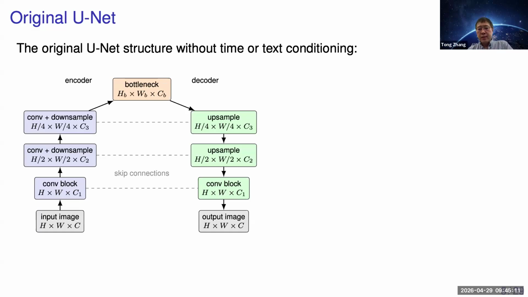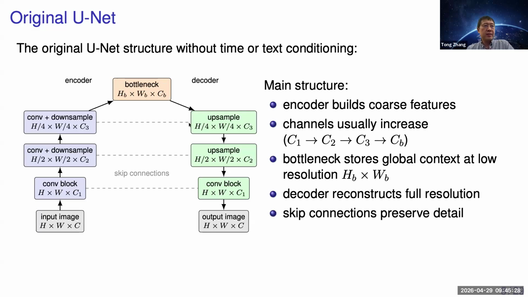UNet tries to use skip connections to better preserve the reconstructions, which basically says, okay, here are some details you already have. Here is through the bottleneck, and you can actually focus more on the residual effect rather than itself. So this is a connection.